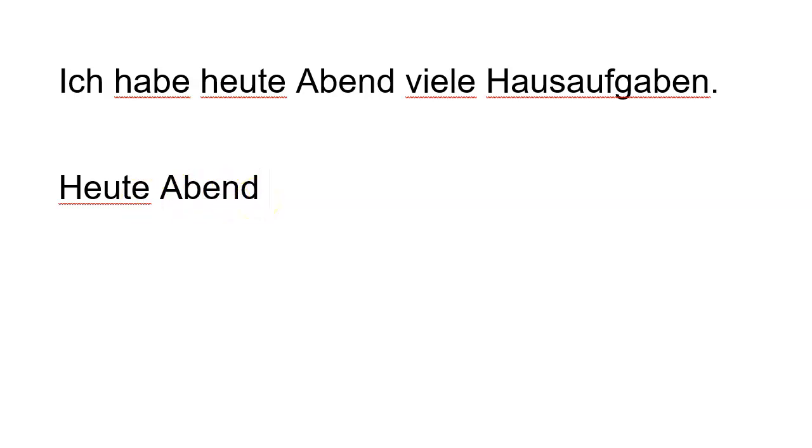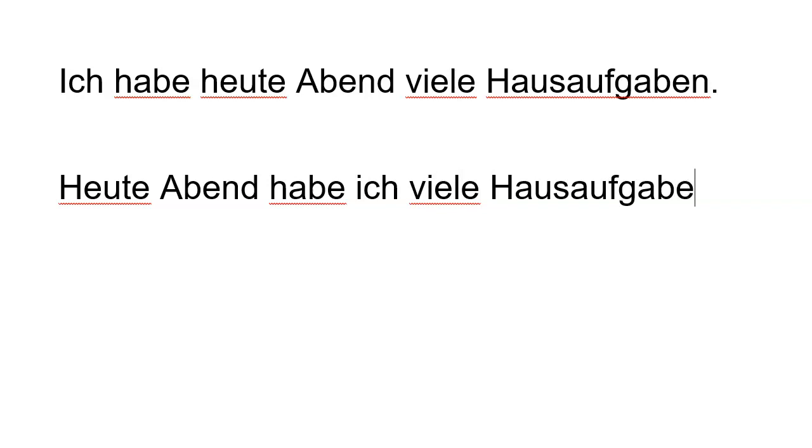Heute Abend. So second position must always be that conjugated verb. So heute Abend habe. Now the subject pronoun must stay with the verb. So that would be the next element. Habe ich. Heute Abend habe ich. So tonight have I, and then the last element, viele Hausaufgaben. Okay, so notice verb second position, verb second position.